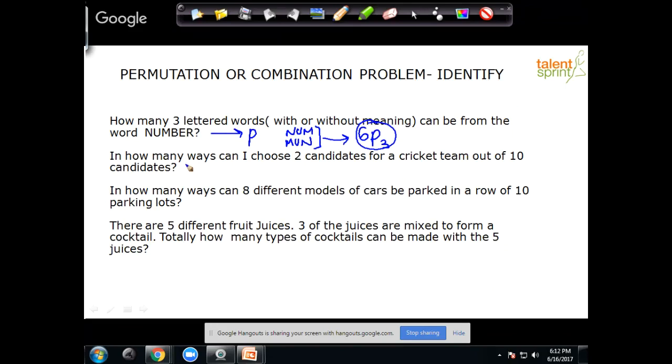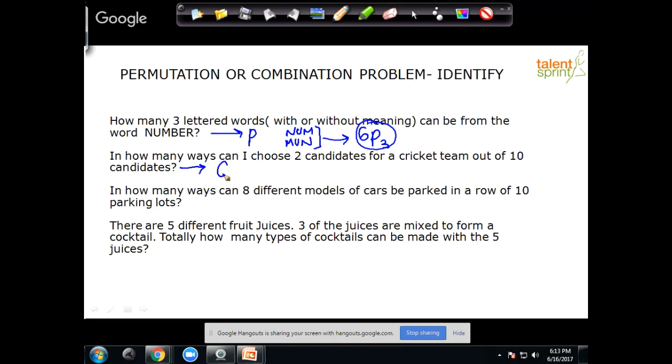Okay, now let us look at the next question. In how many ways can I choose 2 candidates for a cricket team out of 10 candidates? In how many ways can we do this? So what is this? Okay, what is this question? Is it on permutation or on combination? Okay, Priyanka, Satish, you got it? Excellent. Good. So Priyanka says this is on combination.